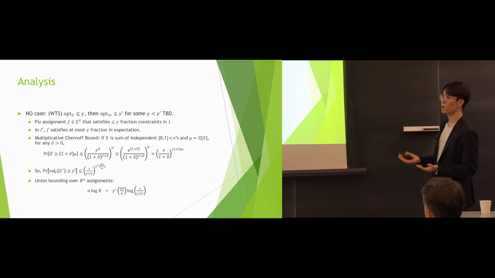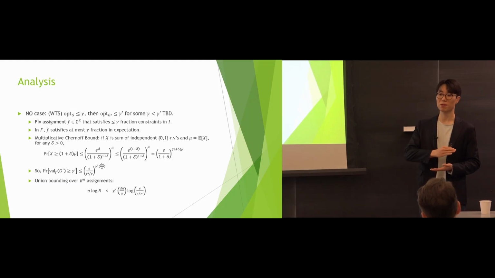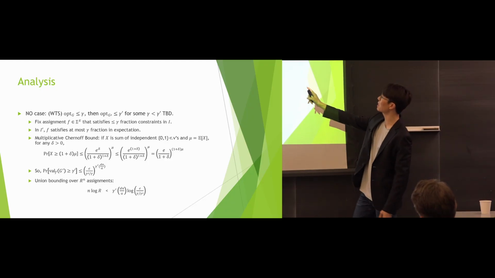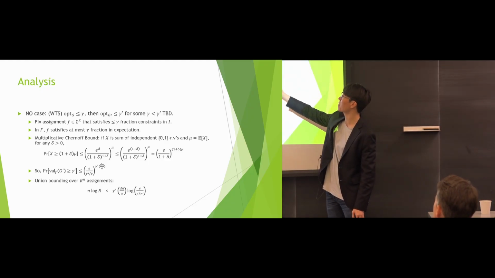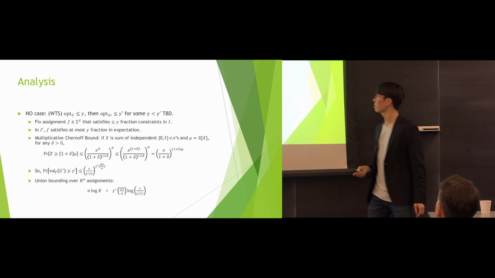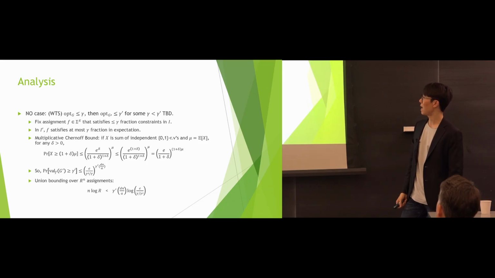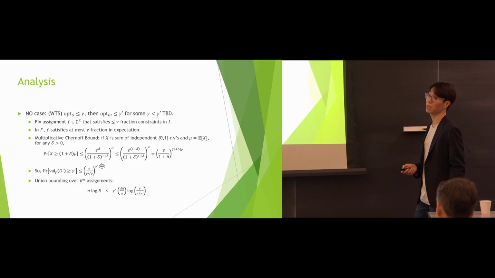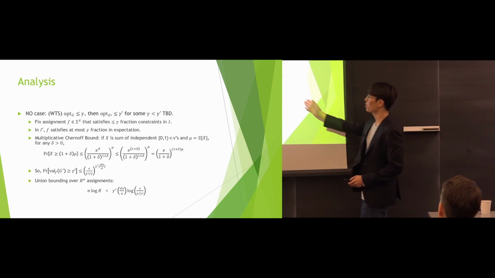Then what am I going to do? I think I'm going to fix one assignment, prove that the probability that the assignment's value is greater than gamma prime is extremely small, and then take a union bound. Again, the most natural strategy. Let's fix one assignment f. I know that in the original instance, it satisfies at most a gamma fraction of constraints. So in this random instance I prime, f will satisfy at most a gamma fraction in expectation because we are just random sampling. Then that's the Chernoff bound that I'm going to use.